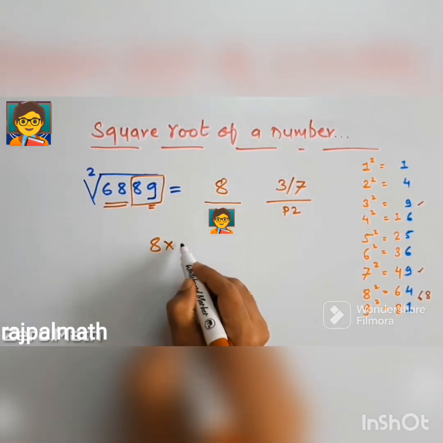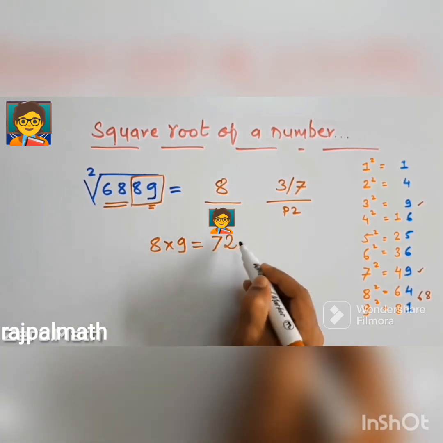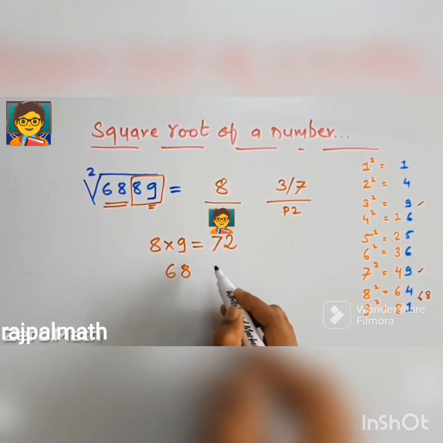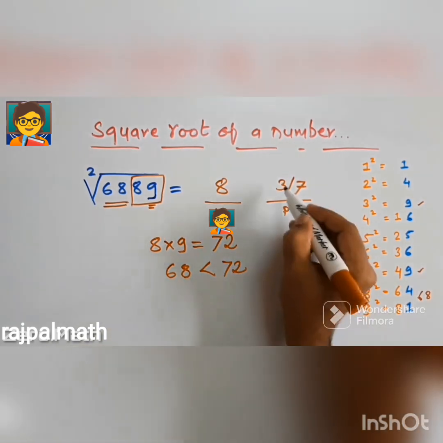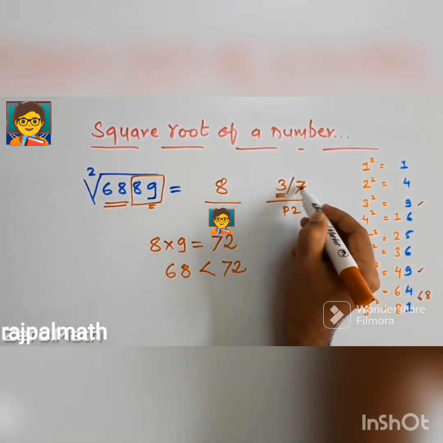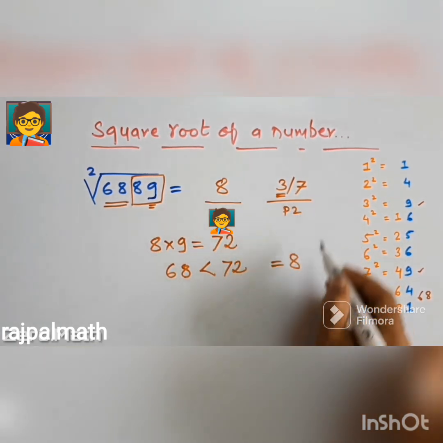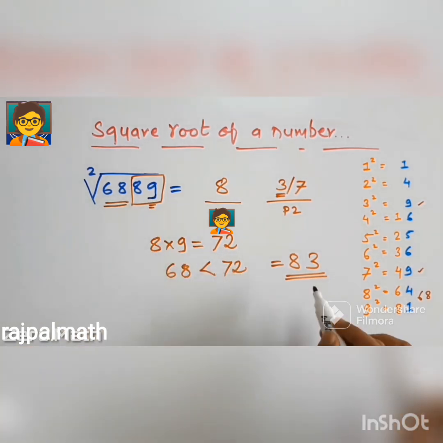Let's multiply this 8 by the next consecutive digit, which is 9. 8 into 9 is 72. Let's compare 68 and 72. 68 is less than 72. Hence, we are going to take the lower digit between 3 and 7, which is 3. So my answer becomes 8 and 3. The square root of 6889 is 83.